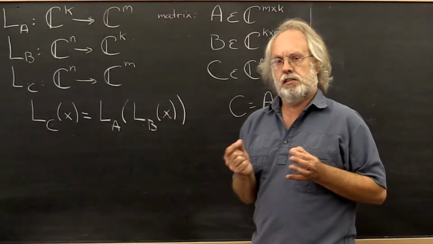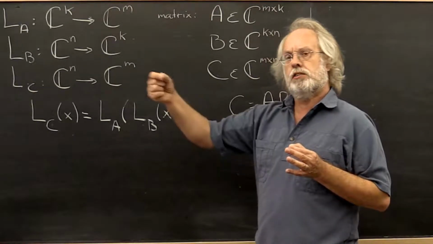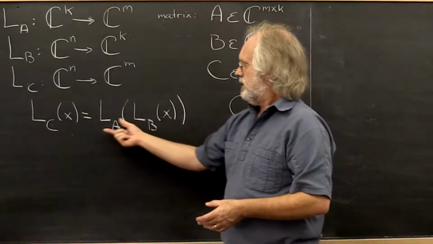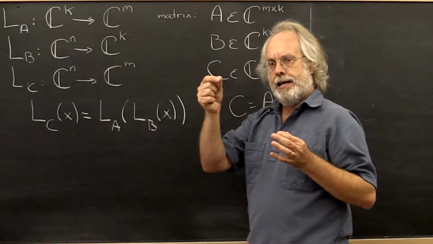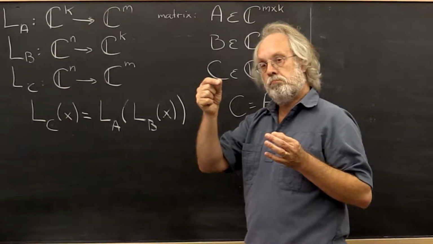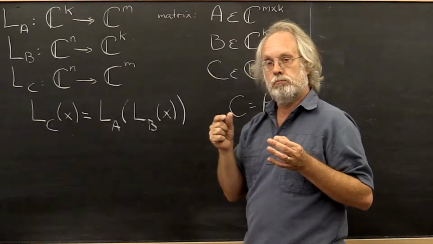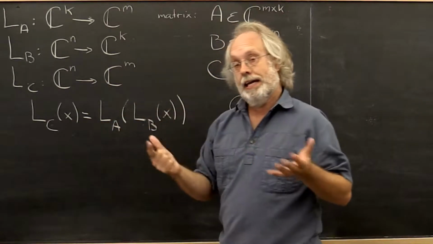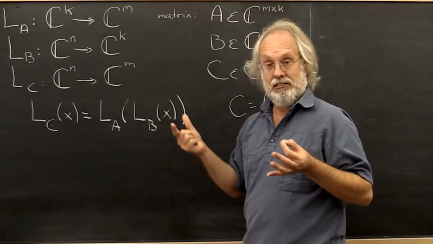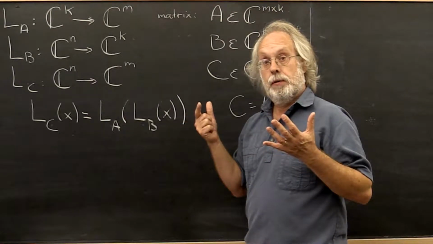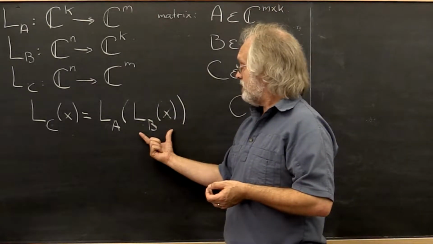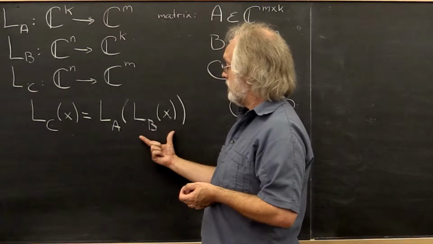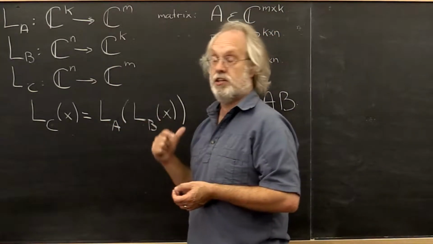LB takes a vector x and at most stretches it a certain amount. Then that result vector is fed into LA and is transformed into a new vector, possibly stretching it some more, or maybe even shrinking it. What we would like is for the net stretching to be no more than the maximal stretching that B does times the maximal stretching that A does. Maximal stretching that LB does times the maximal stretching that LA does.